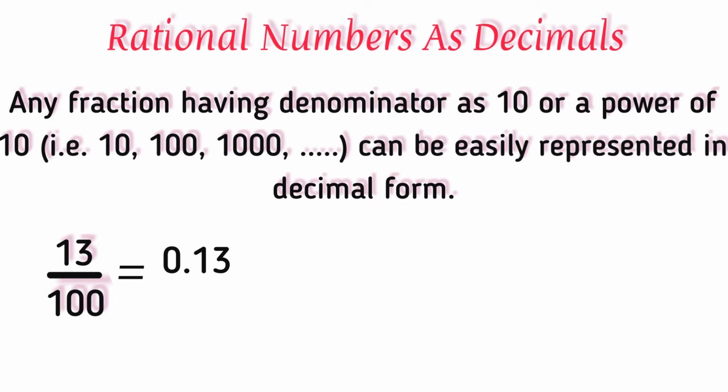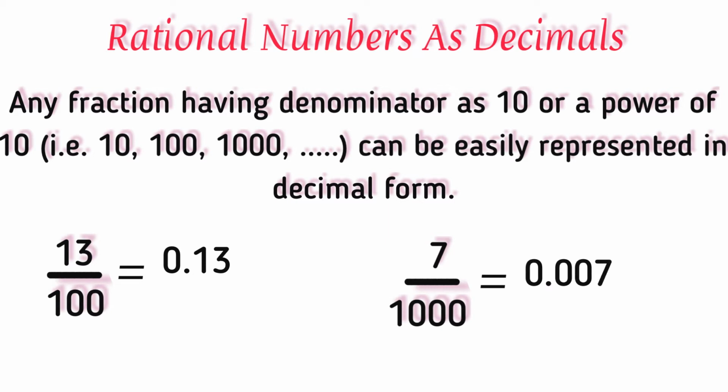Let's take one more example, 7 upon 1000. Since the denominator here has three zeros, we would place the decimal before three digits in the numerator. But since the numerator here has only one digit, we would take the other two digits as 0 and place the decimal before them. So the decimal form is 0.007.